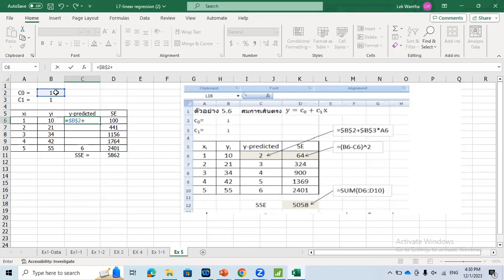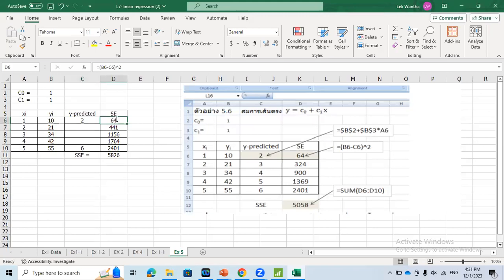Plus C1 multiplied by x. Where is C1? This C1, right? And also the same, we fix C1 at cell B3. You click F4, or if you don't like to click F4, you type $B$3. Multiply by x. This is x. Yeah, this is the YPD. If you substitute C0 and C1 as 1, this is the error. We call it the absolute error.